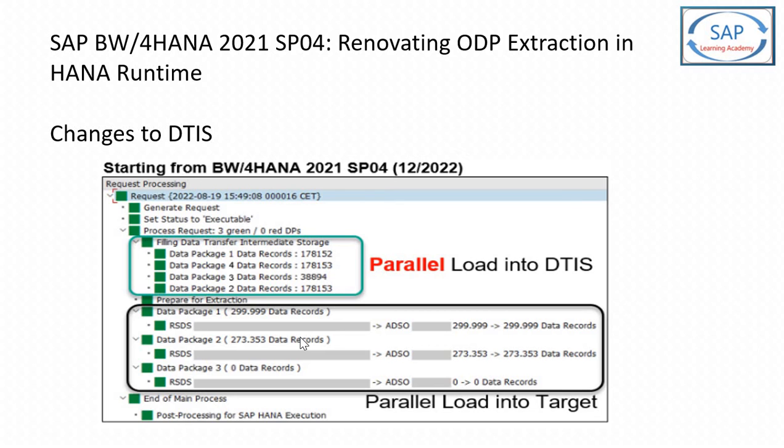And we have some conditions to that, like the transformation that you are using in the DTPs has to be an SAP HANA transformation, not an ABAP transformation. If you have the HANA transformation, only then will you get this parallel load into the target. Again, you have the possibility that you can turn off this parallel DTS, or you can also stop the parallel DTS for all the targets in the system.